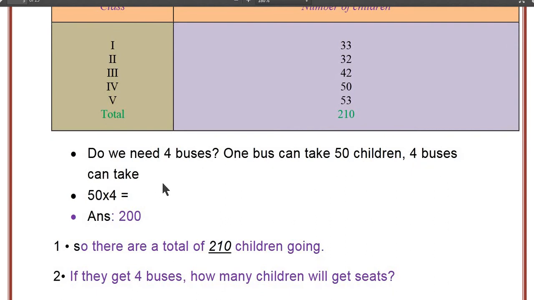4 buses can take, if one bus is equal to 50, then 4 buses is equal to 50 into 4. One bus is equal to 50, and 4 buses is equal to how much? Our slogan is there, 1 to more is equal to multiply. So we multiply 50 multiplied by 4 is equal to 200.